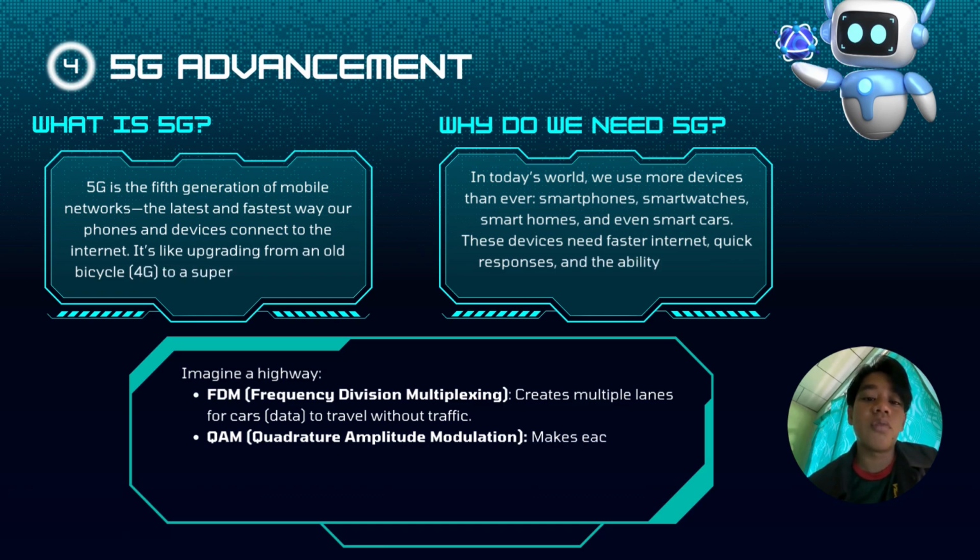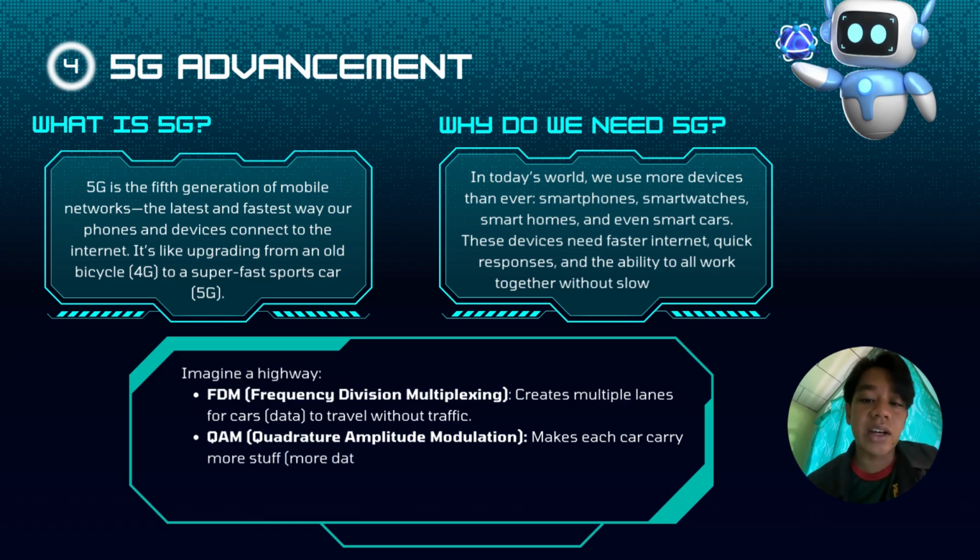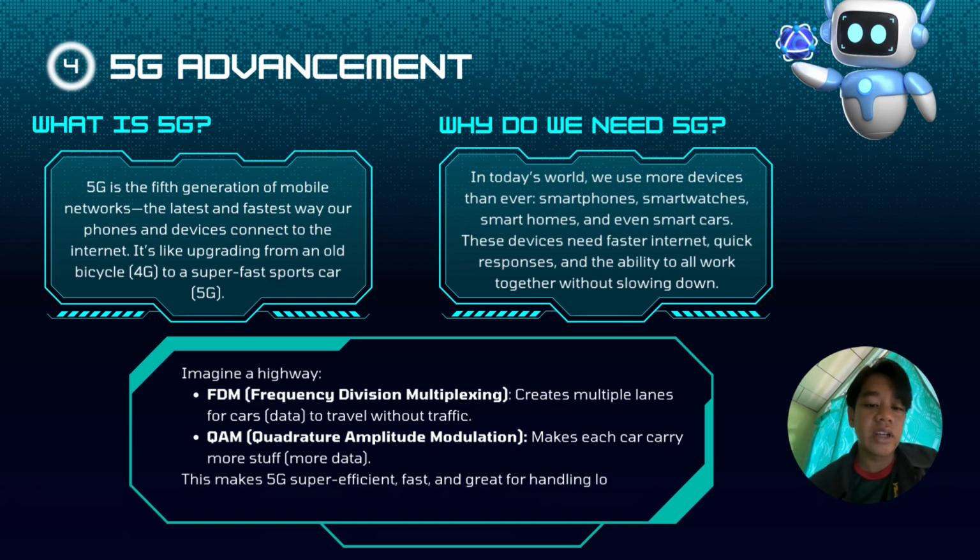In this day and age, we use more devices than ever: smartphones, smartwatches, smart homes, even smart cars. These devices need internet, quick response, and the ability to all work together without slowing down. Imagine a highway. FDM, frequency division multiplexing, provides multiple lanes for cars to travel without traffic. And QAM, quadrature amplitude modulation, makes each car carry more stuff, more data.